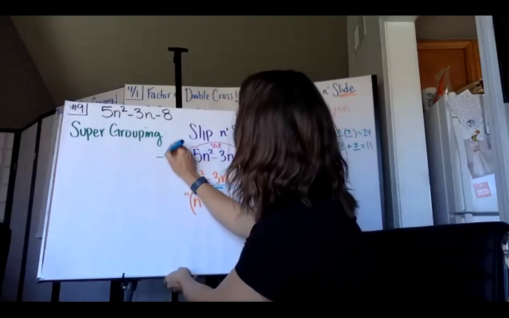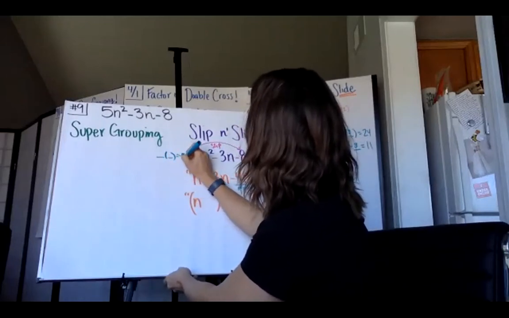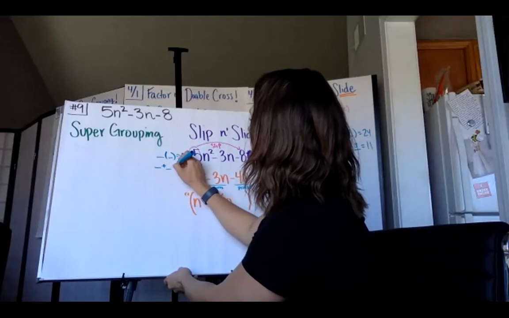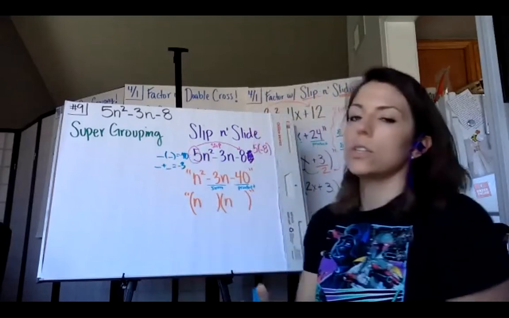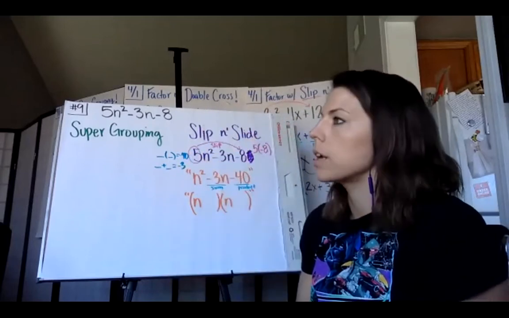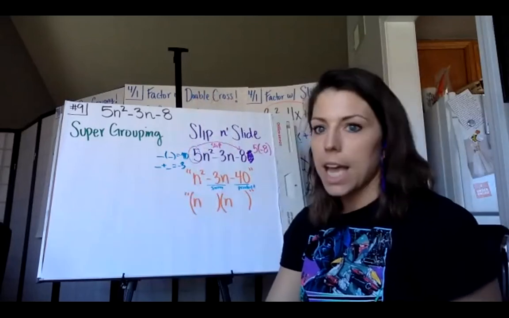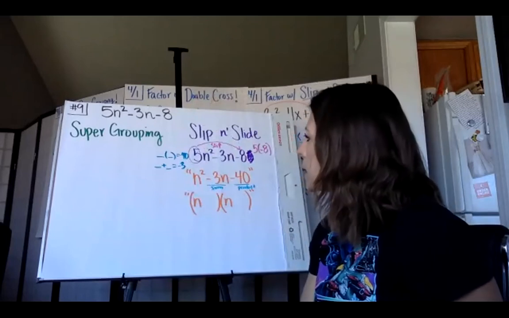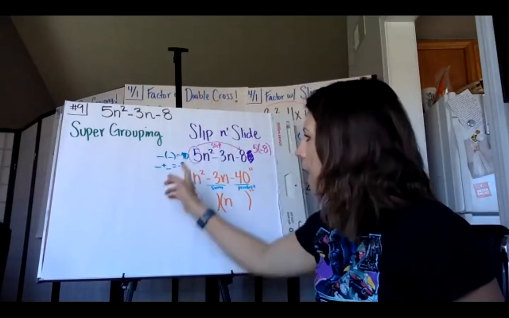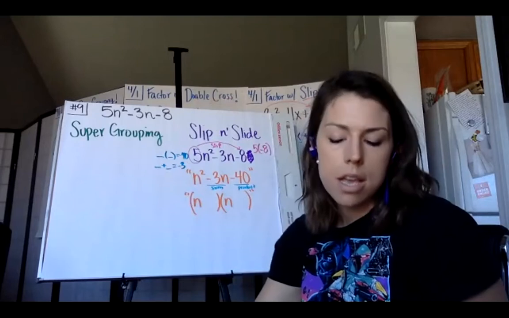So what times what is negative 40, that when I add them is negative 3? You start by thinking about products of negative 40. The first one that comes to mind is negative 4 times 10, but I know negative 4 plus 10 is 6, so there's no way of getting negative 3.